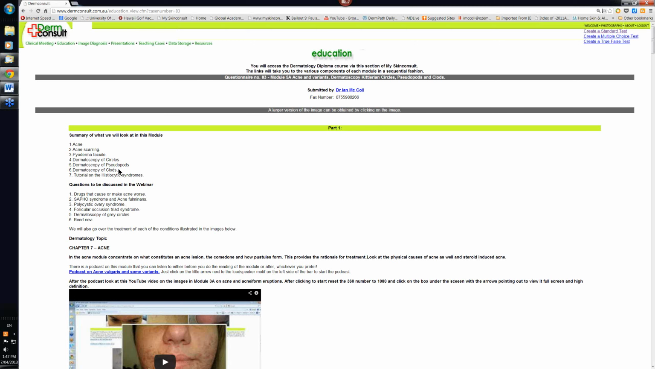The dermatoscopy of pseudopods is important. Normally, if you see them, it's either a Reed or Spitz nevus or it's a melanoma. So they're an important structure to be able to recognize.